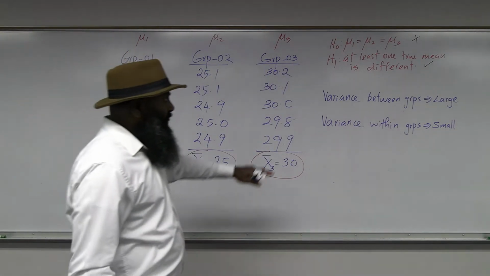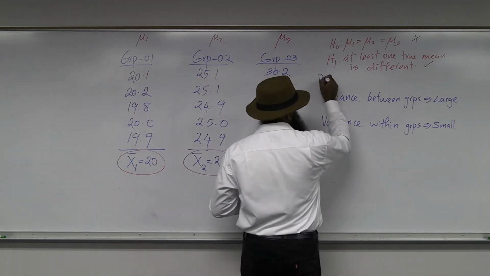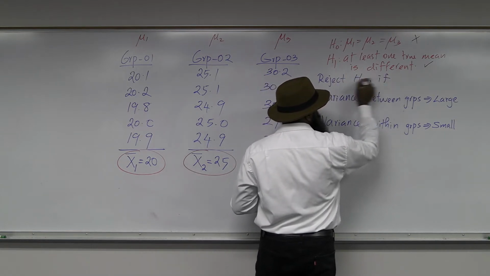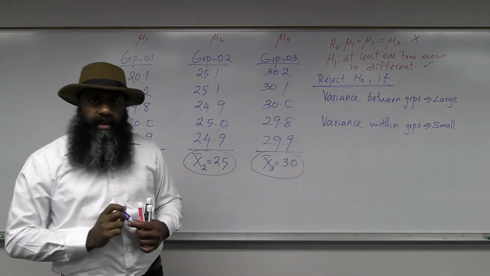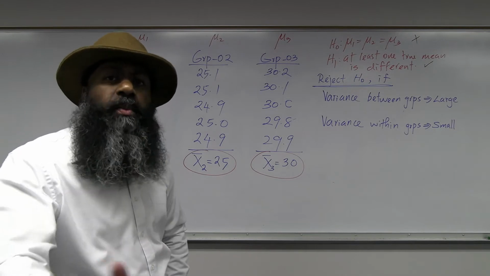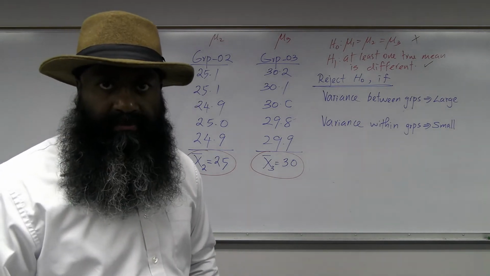If that happens, we can reject our null hypothesis. Okay? I would say reject H0 if these 2 conditions happen. Now, how large and how small? We need a certain boundary for those.